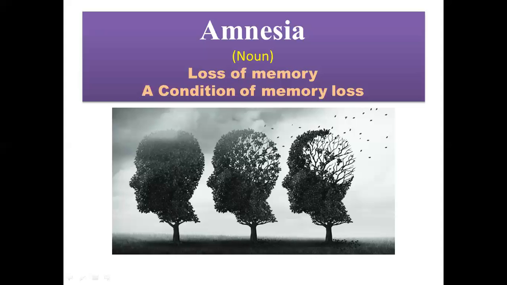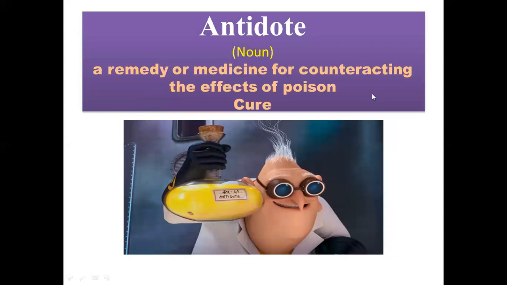Let's move on to the next word, which is antidote. Now, what's an antidote? It is the opposite of poison. It's a noun, again, and it is a remedy or medicine for counteracting the effects of poison, or it is a cure. Okay, if I want to use one word for antidote, it is a cure. But in detail, the definition would go like this for you to understand it better. A remedy or medicine for counteracting the effects of poison.